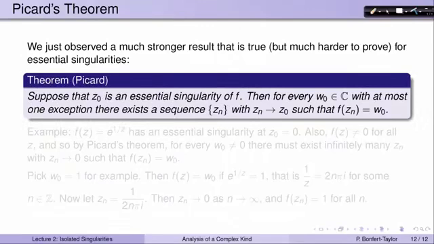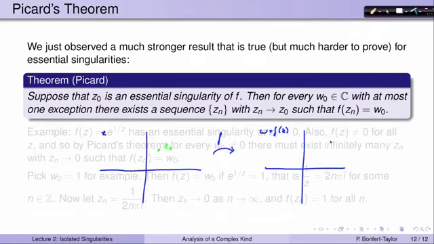Then for every w0 in the complex plane, with at most one exception, you can find those sequences that we just found: a sequence Zn converging to the essential singularity such that f of Zn is equal to w0 for all n. Here's the situation. We have our essential singularity, and for any point w0 with at most one exception, so there's one point that might not work. But for any other w0 in the complex plane, you can find a sequence of points Zn converging to z0 such that f of Zn is equal to w0 for all n. So they land right on top of w0 for all n.